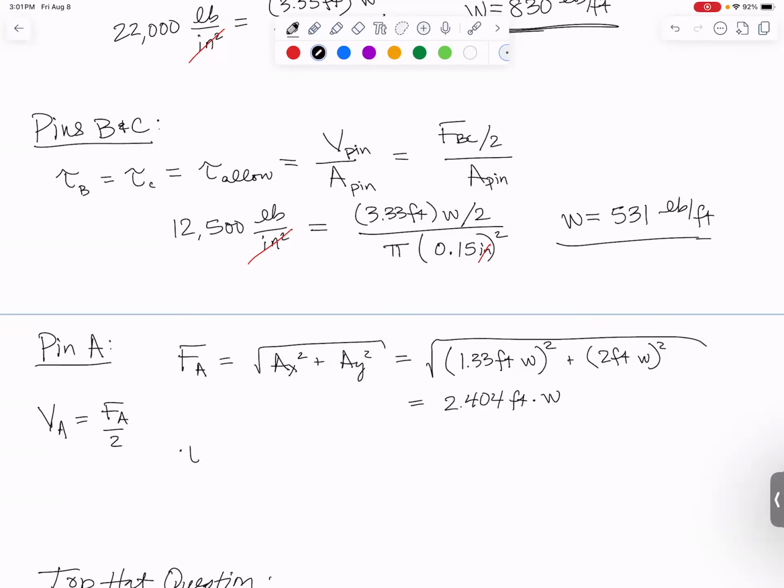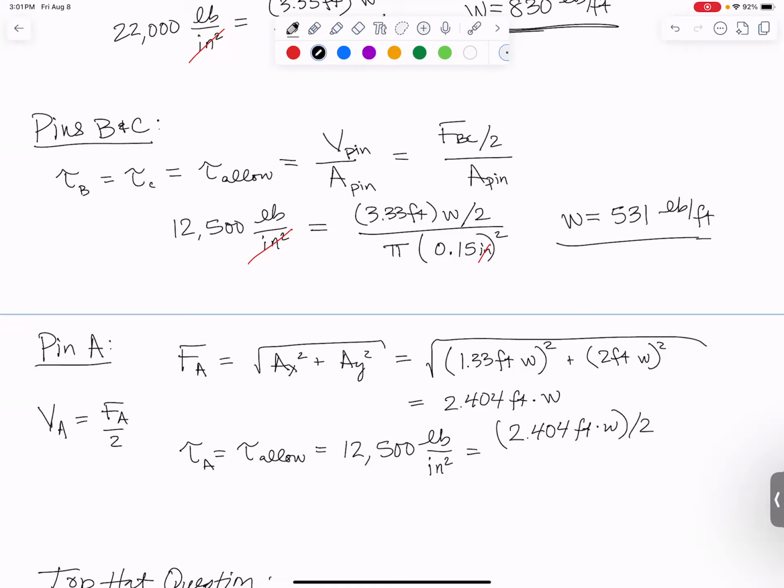So my tau at A, I'm setting it equal to tau allowable. It's the same as it was for the other pins, 12,500 pounds per square inch. That's got to equal V, which is F over 2. So 2.404 feet times W divided by 2 gives me the force. The area is just like what it was before, pi times 0.015 inches squared. Solving, we get W is 735 pounds per foot.